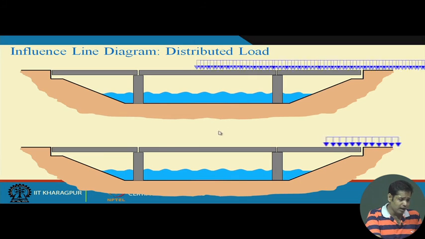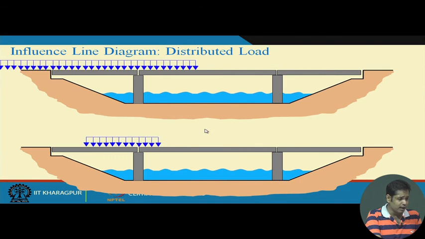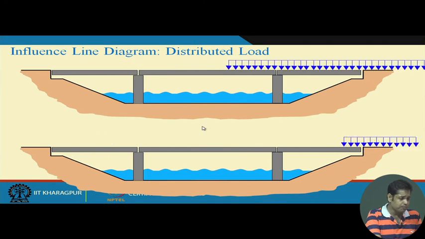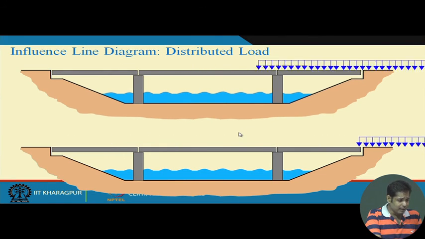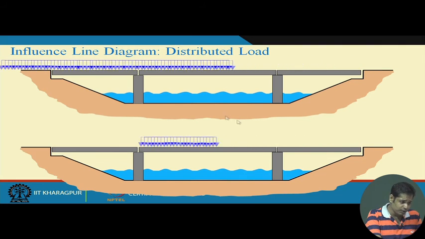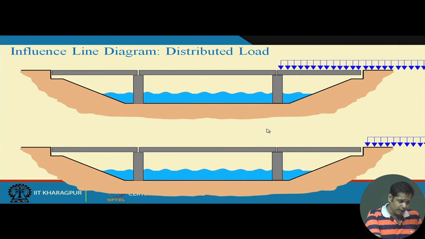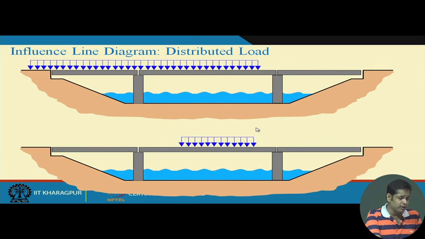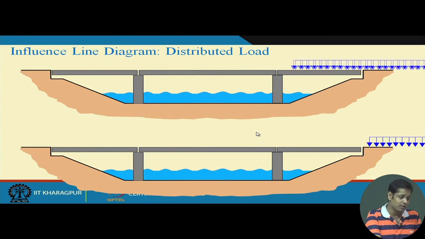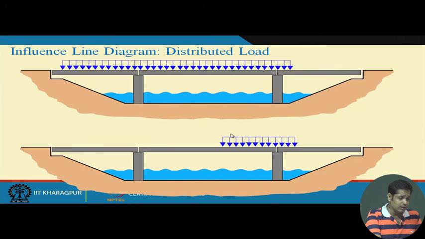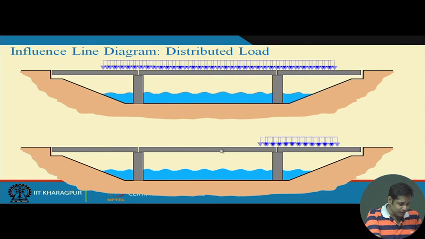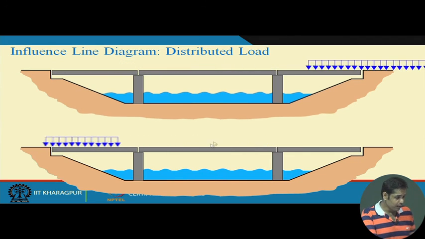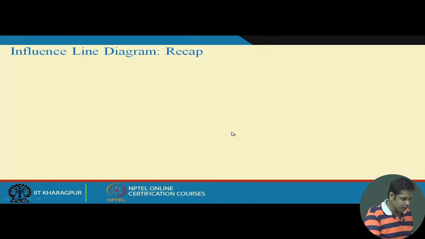And also we will see how the concept of the influence line diagram can be used to find the internal forces and support reactions for a given position of the distributed load. We will also find out what the most critical position of this distributed load is, so that the internal forces or support reactions in a structure are maximum. Okay. But before that, let's quickly recap what we have learned so far.